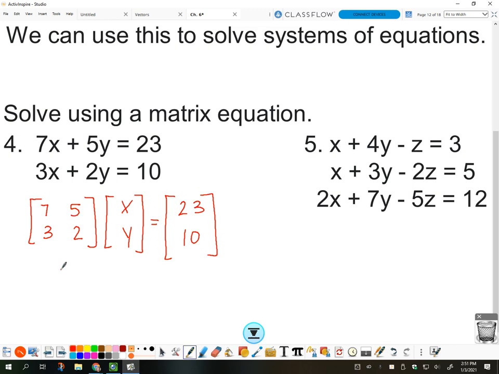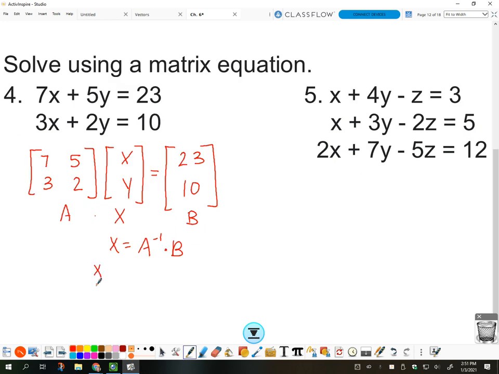All right, so coefficient matrix, variable matrix equals a constant matrix. To show work for this, we're going to say this is A, and this is B, and this is our variable matrix X. So to get X, we're going to do the inverse of A times B. So we end up with whatever comes out of our calculator, which will give us an x and a y.